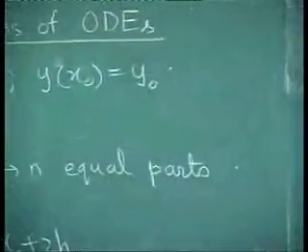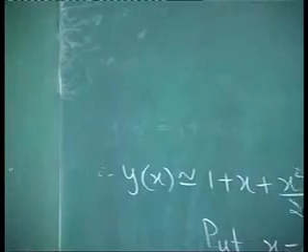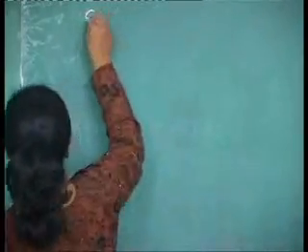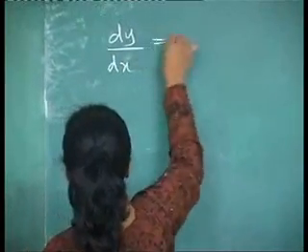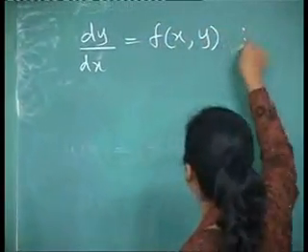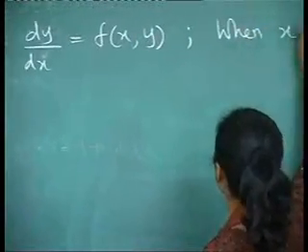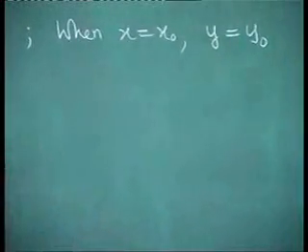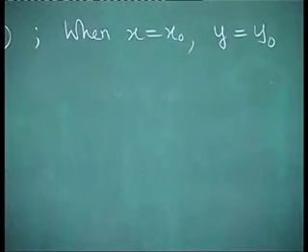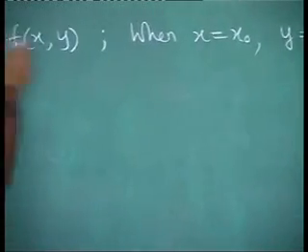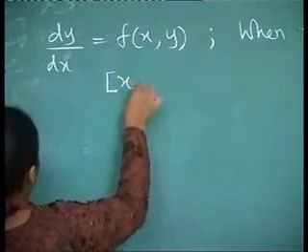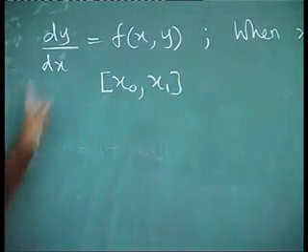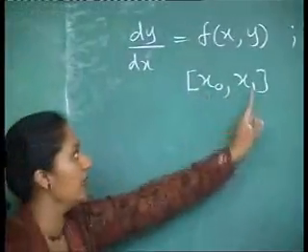Let's come back to the differential equation. The differential equation is dy by dx equal to f of x, y, and I know that when x is equal to x0, the value of y at that point is y0. Let me integrate both sides with respect to x in the interval x0 to x1.